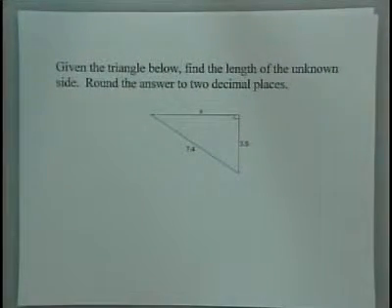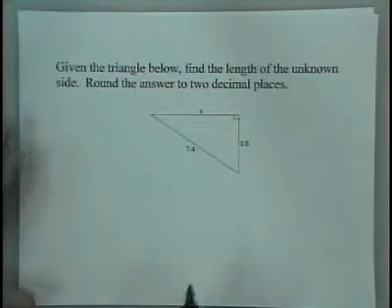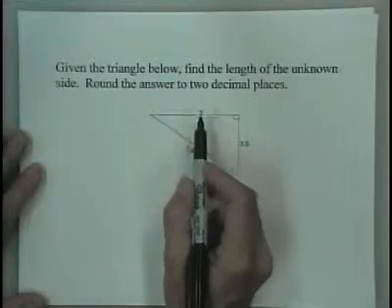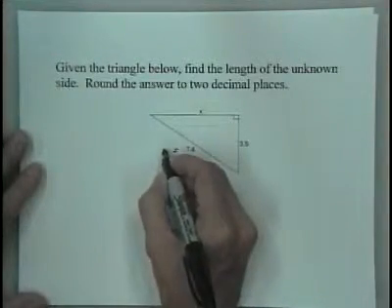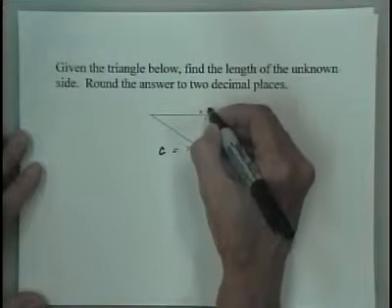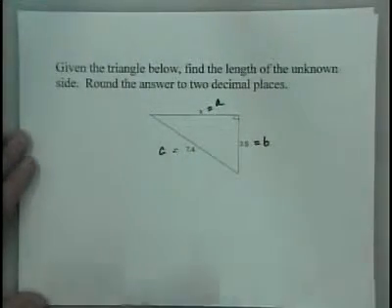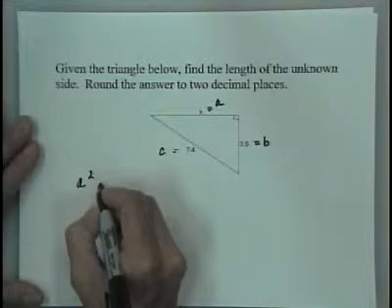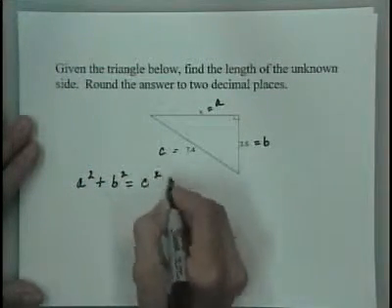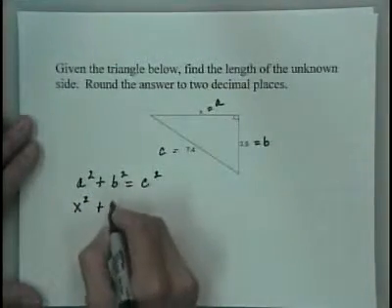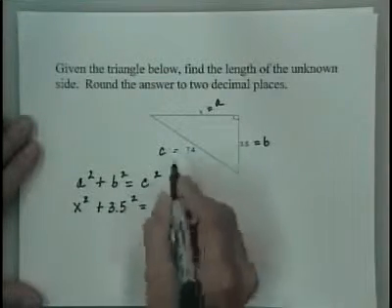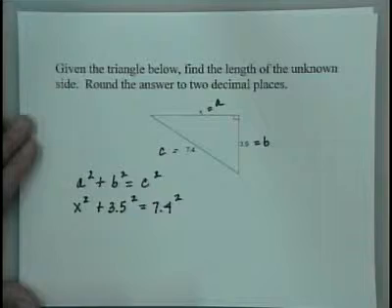Let's try another example. Given the triangle below, we want to find the length of the unknown side and round our answer to 2 decimal places. This time we're not looking for the hypotenuse, we're looking for one of the legs of the right triangle. The hypotenuse in the Pythagorean theorem is what we use for C. Let me label the 2 legs of the triangle A and B and substitute into the Pythagorean theorem. I'll put x for A, and so write x squared. 3.5 will be substituted for B, and 7.4 for C.